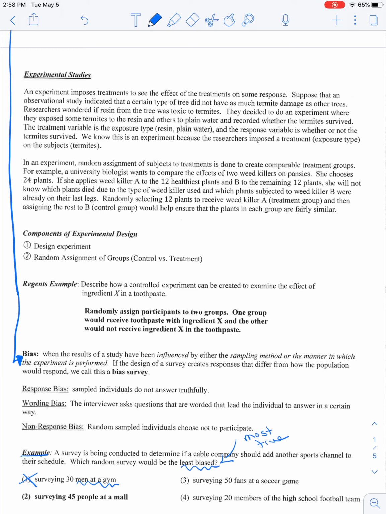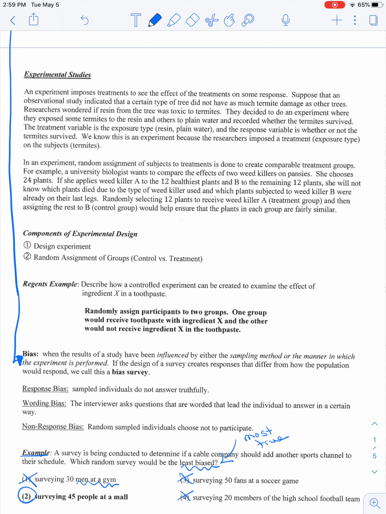Okay. Let's take a look at choice 3. If I surveyed 50 fans at a soccer game, chances are if you're a fan at a soccer game, you're interested in sports as well. And if I looked at choice 4, if I surveyed 20 members of the high school football team, if you're on the football team, chances are you like to watch sports on TV.